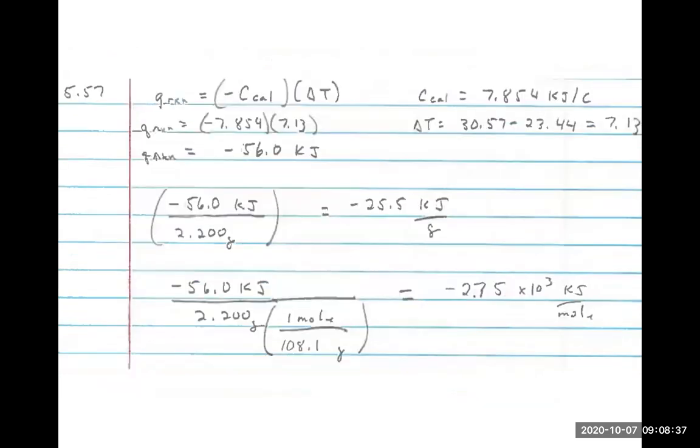Okay, let's look at 5.57. Okay, so this is a bomb calorimeter one. So you have 2.2 grams of quinone, and it's burned in the bomb, and the bomb has a heat capacity of 7.854 kilojoules per C. The temperature change in the calorimeter is 23.44 to 30.57. And it wants to know what's the heat of combustion per gram of quinone and per mole of quinone.